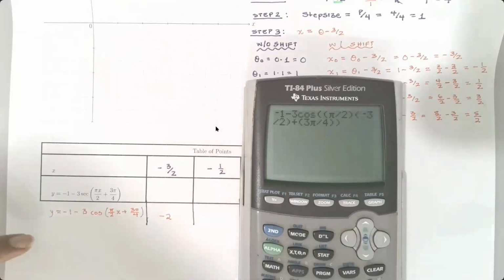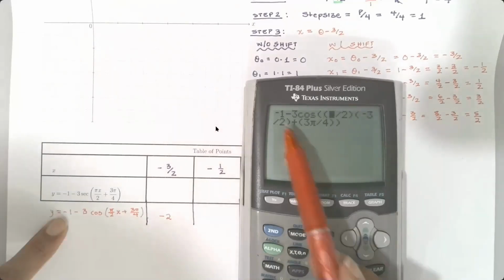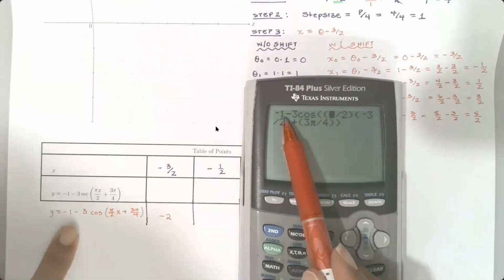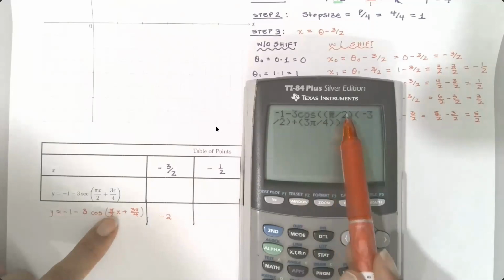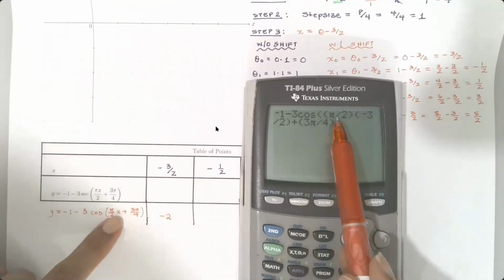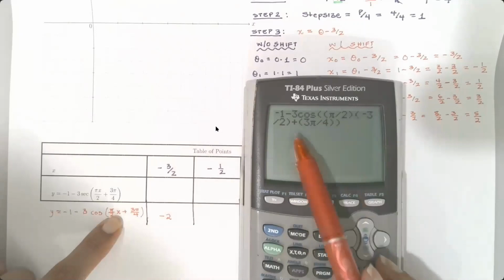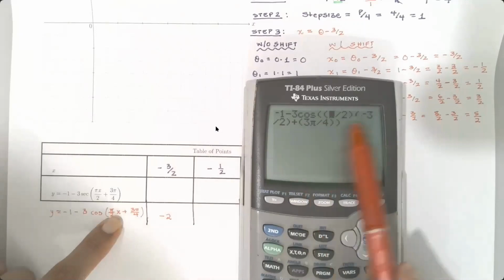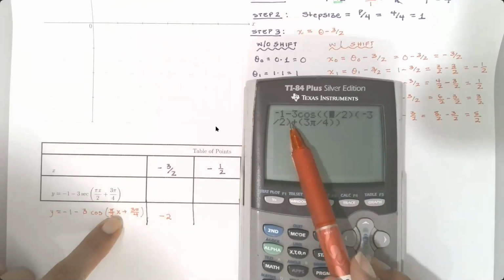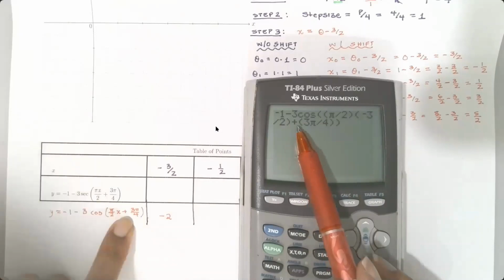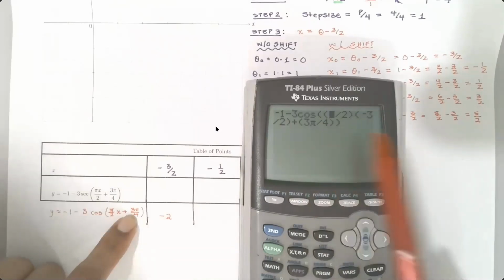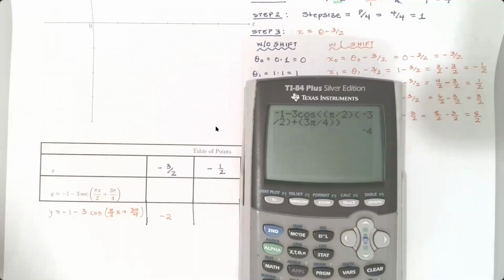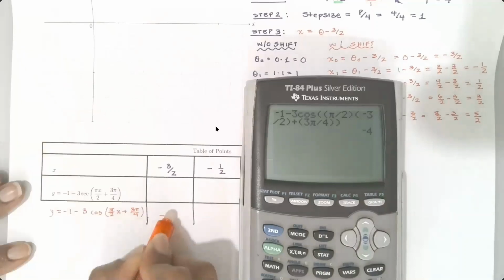Okay, so let me just double check. We've got negative 1 minus 3 times cosine of pi over 2, that's one fraction, times the first x value of negative 3 over 2, so that's open parenthesis negative 3 over 2 close parenthesis to close the fraction. Then we have plus 3 pi over 4, close the fraction, and then close the cosine. Okay, so now we get negative 4. So be careful there.